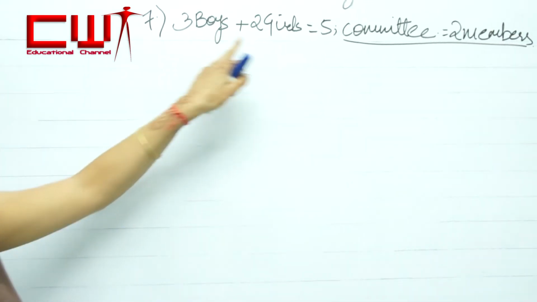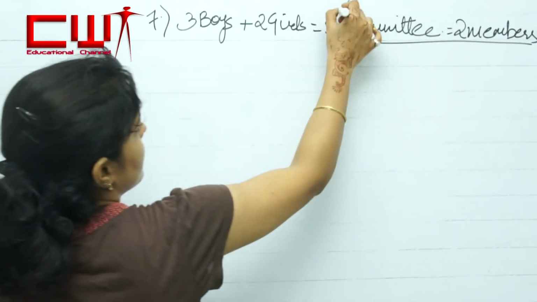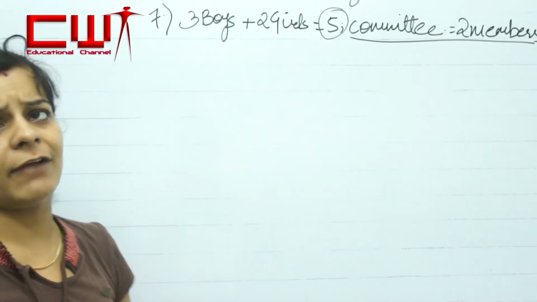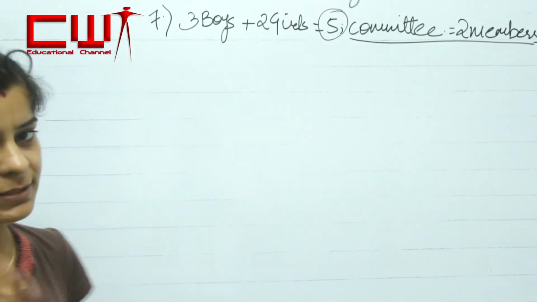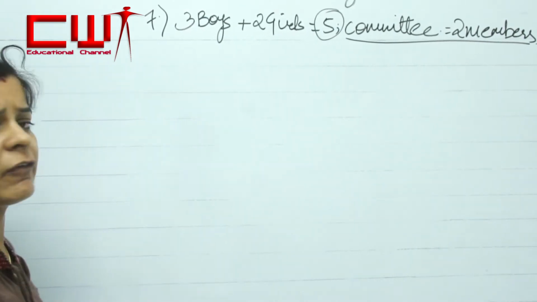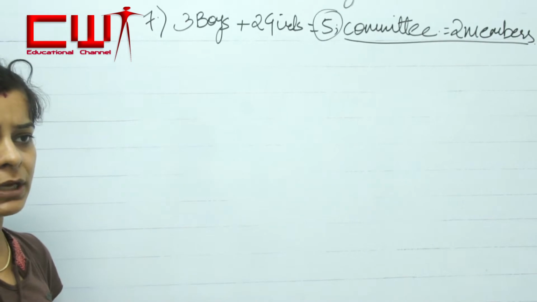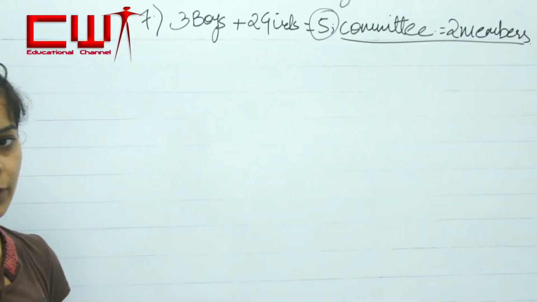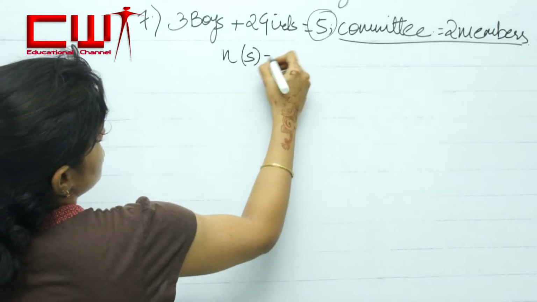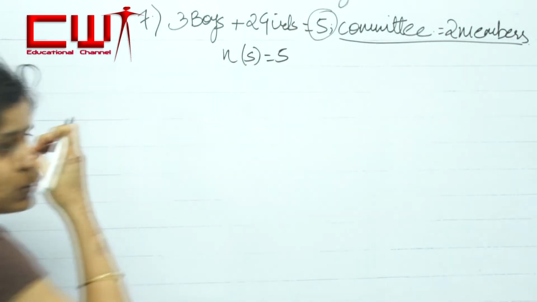There are 3 boys and 2 girls. So total how many are there? 5 people. Now out of these 5 people, they have to make a committee. That committee consists of 2 people. Now we will see how 2 people will come. Either there will be both the boys or both the girls or 1 boy and 1 girl, right? We will first see what is NS. NS is how much? 5. This is the total situation, right?